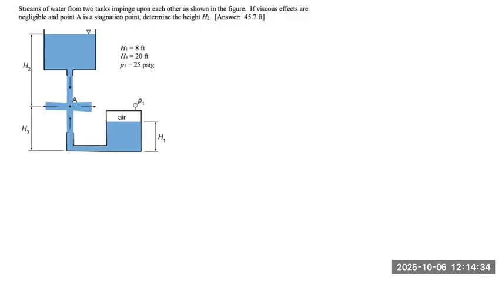Today we're going to go over this problem. Let's first read the problem. Streams of water from two tanks impinge upon each other as shown in the figure. If viscous effects are negligible and point A is a stagnation point, determine the height h2.